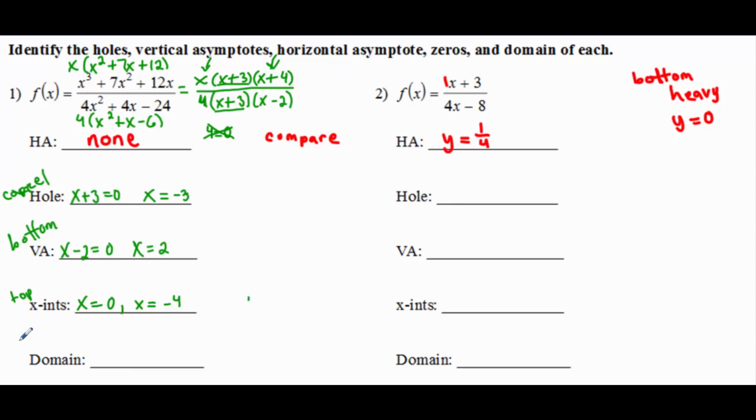The domain is the holes and the vertical asymptote. So it's all of the bottom, even the part that we canceled out. And those are the numbers that we're going to skip. We're going to say -∞, comma, -3, because that comes before 2 on a number line. And then we're going to go from -3 to 2. And then we're going to go from 2 to infinity.